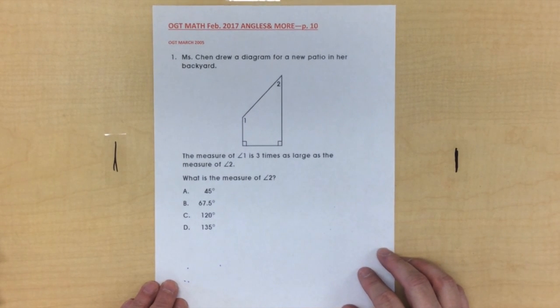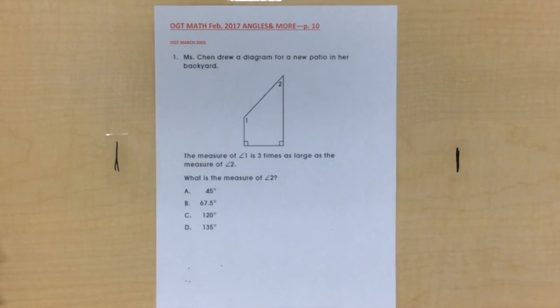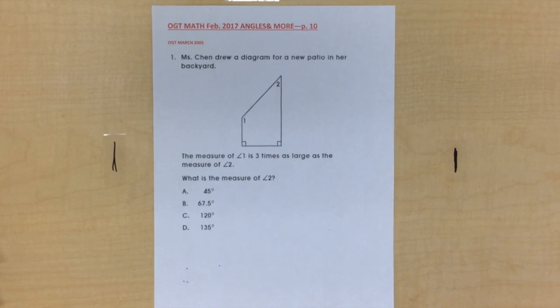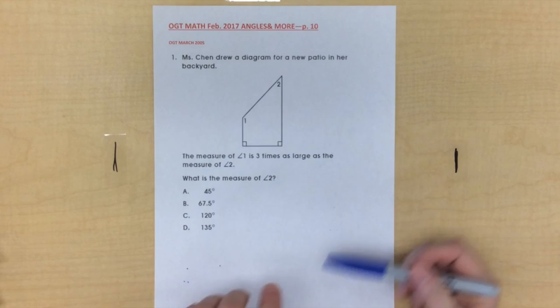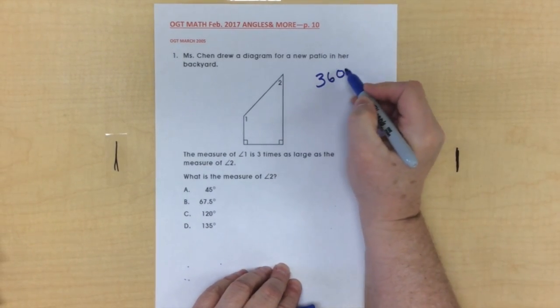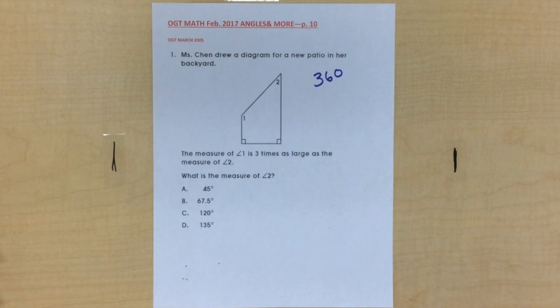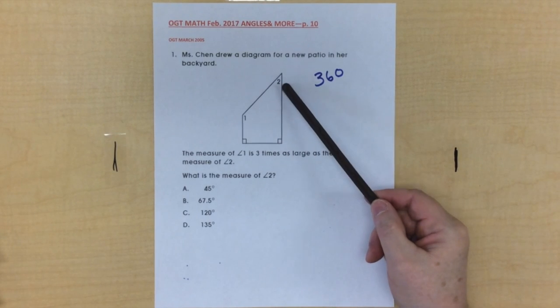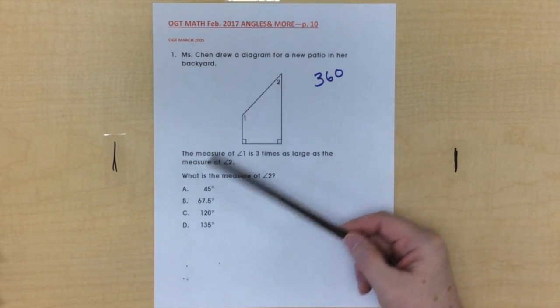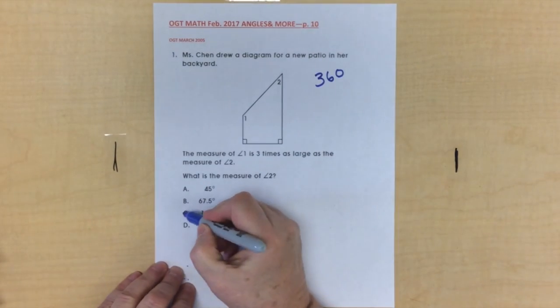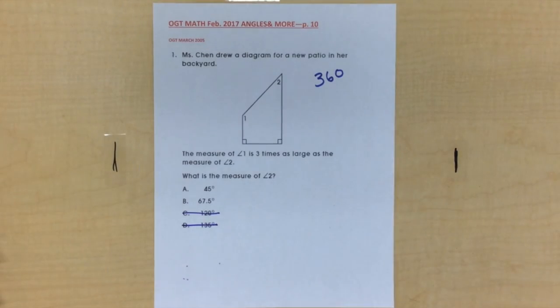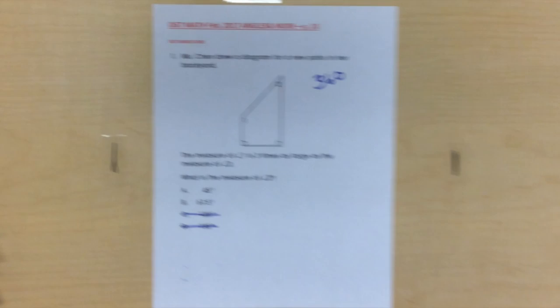And our last one, of course, our hardest one for last. It says, Miss Chen drew a diagram for a new patio in her backyard. So notice her diagram is a quadrilateral, 1, 2, 3, 4 sides. So we know we're talking 360 degrees. But the information here, there's 2 angles missing, and you can tell by looking, the 2 angles look entirely different. This one looks acute and this one looks obtuse. Ooh, speaking of that, they want the measure of angle 2, so I'm just going to get rid of C and D. Those are definitely obtuse angles. Angle 2 has got to be an acute angle.